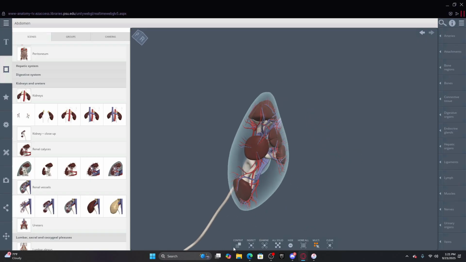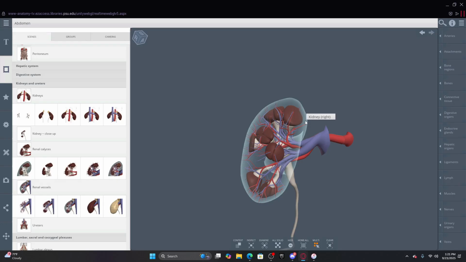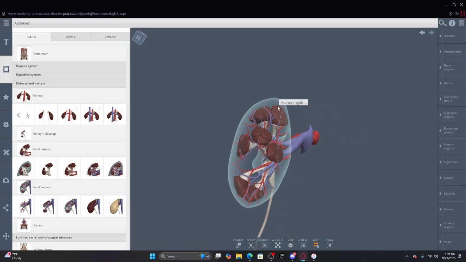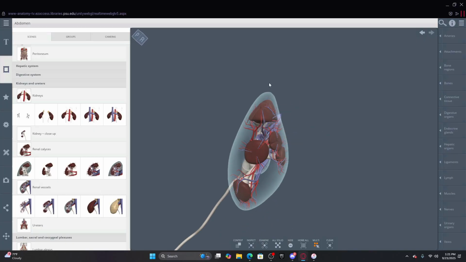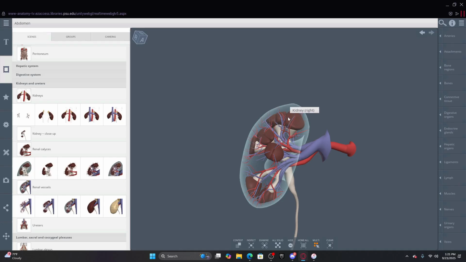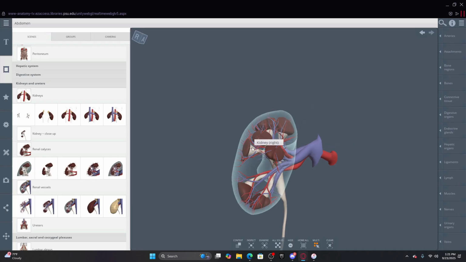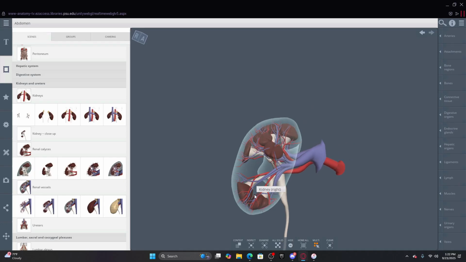If I were to bisect this and look on the inside, you would see the cortex on the outside edge. And in between the actual renal pyramids, we have our renal columns. So renal columns would be in between these pyramids.